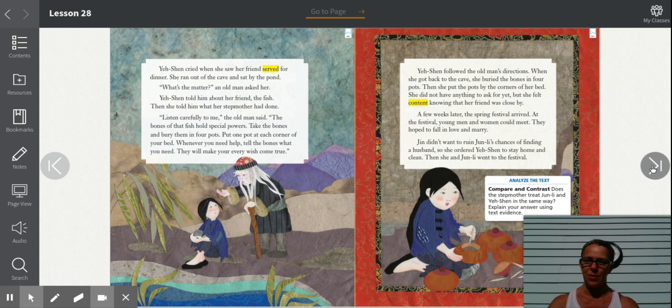What does this remind you of? Does this remind you of another story that you know? Maybe Cinderella, who wanted to go to the ball, but she had to stay home and clean.